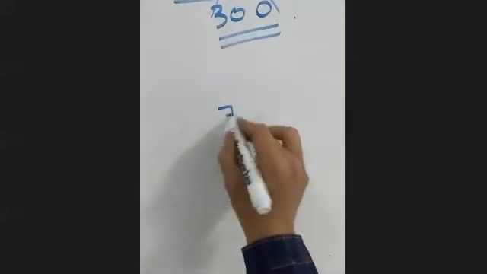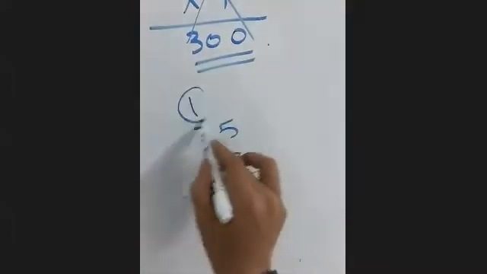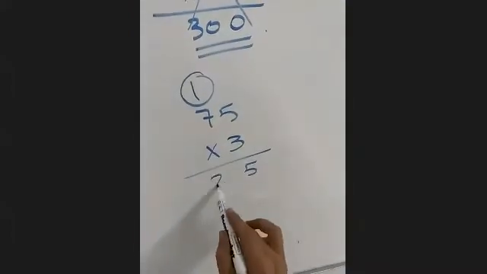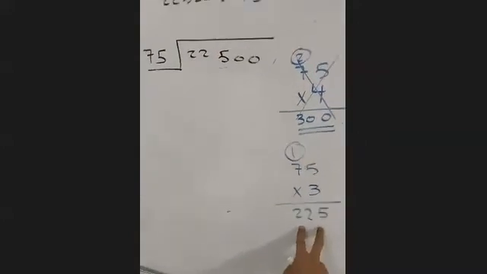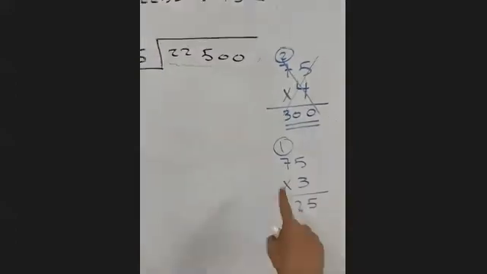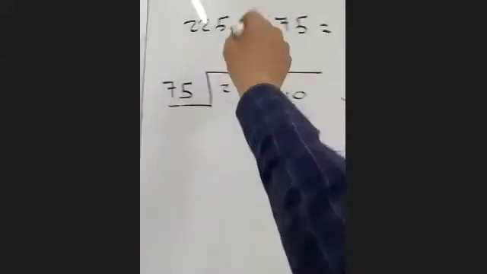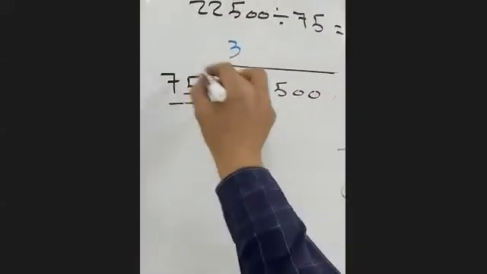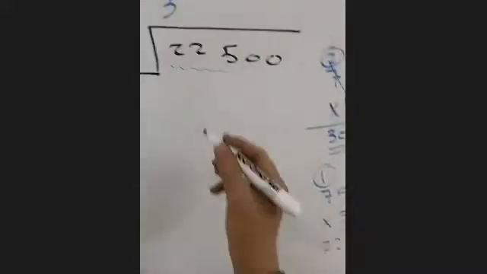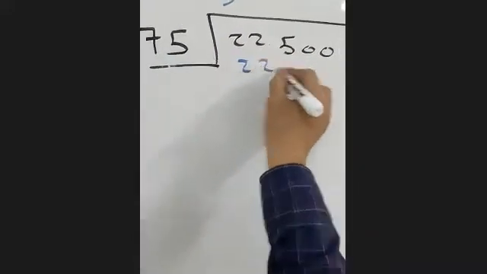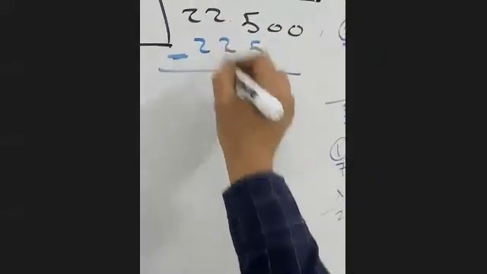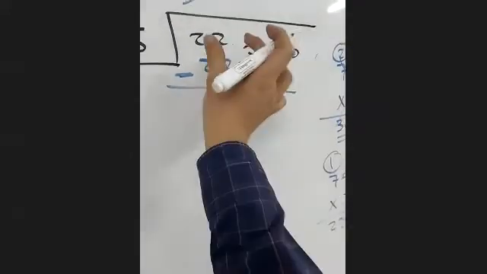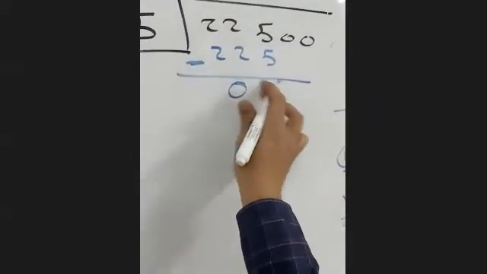3 by 75. Now 3 by 5 is 15. 3 by 7, 21 with 2, 22. So I have the exact number here, 225. So I will take the 3, put it up, multiply 75, the answer 225, I put it here, and I make subtraction. 5 minus 5, 2, all of it will be 0. So 225 minus 225 is 0.